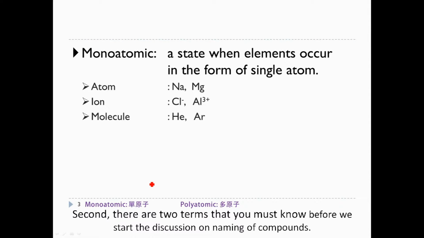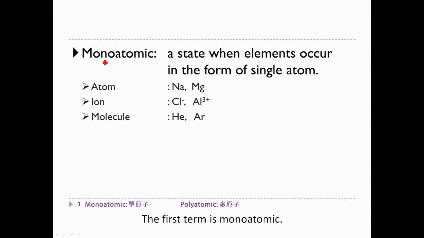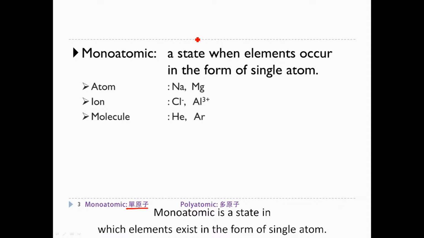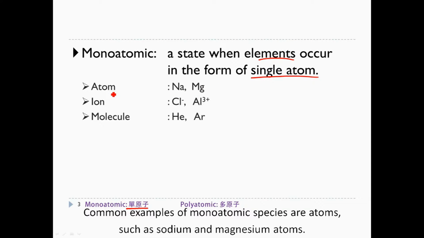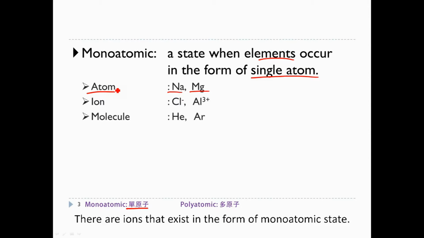Second, there are two terms that you must know before we start the discussions on naming of compounds. The first term is monoatomic. Monoatomic is a state in which elements exist in the form of single atom. Common examples of monoatomic species are atoms, such as sodium and magnesium atoms. There are ions that exist in the form of monoatomic state, such as Cl- and Al3+, they are called monoatomic ions.